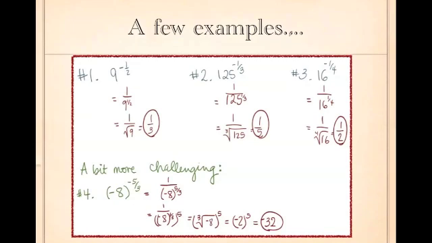Here are a few examples. 9 to the negative 1/2 is the same as 1 over 9 to the 1/2. So that's 1 over the square root of 9, so you get 1/3. And you can look at examples 2 and 3.